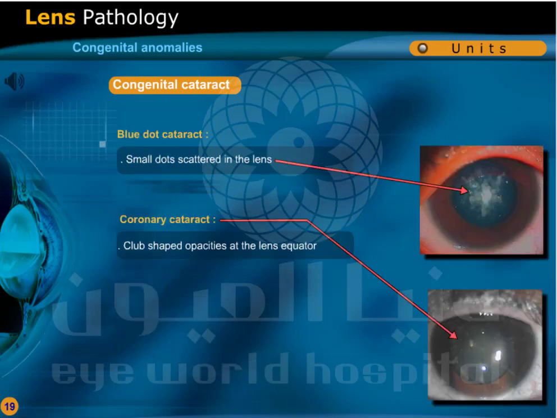Other types of congenital cataract include blue dot cataract, where there are small dots scattered in the lens. Coronary cataract, club-shaped opacities at the lens equator.